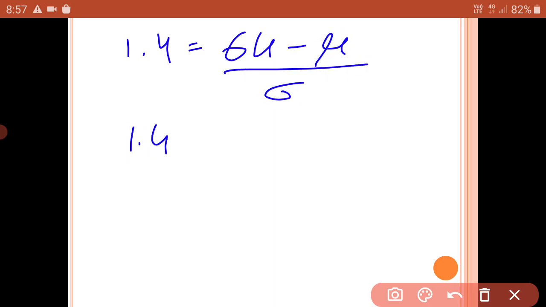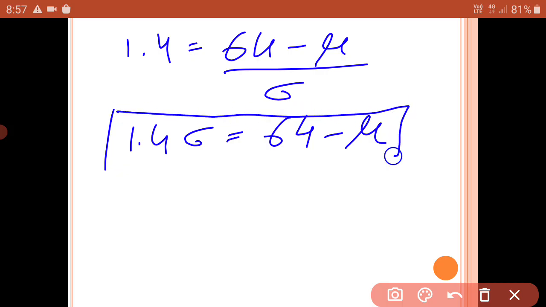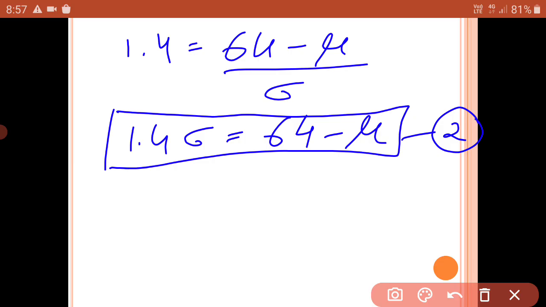Then sigma multiply opposite side. So 1.4 sigma is equal to 64 minus mu. It is your second equation.